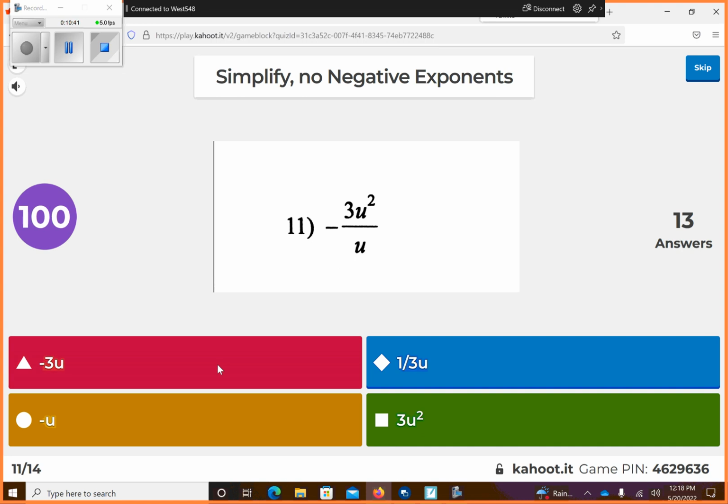The cursor's on the right answer. U to the second on top over U. Tug of war, top wins by 1, so -3U is the answer. Good.